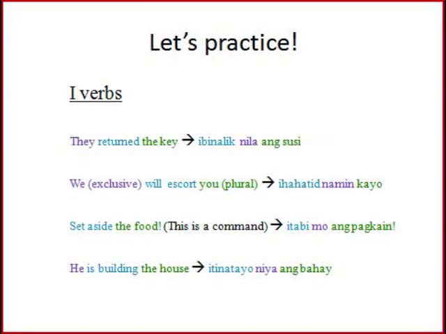Now let's try making some sentences with I verbs. They returned the key is ibinalik nila ang susi. We, exclusive, will escort you, plural, is ihahatid namin kayo. Set aside the food is itabi mo ang pagkain. He is building the house is itinatayo niya ang bahay.